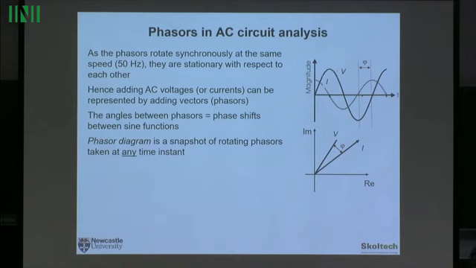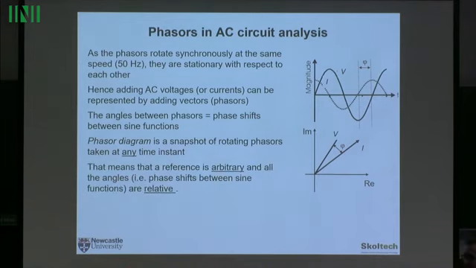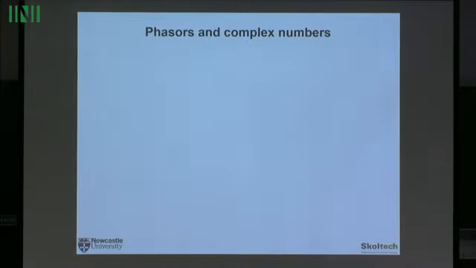And because it's a snapshot at any time instant, the reference is arbitrary. You can freeze them at any instant of time. So usually you choose one of those phasors to be your reference. It means its angle is 0, which on the diagrams is usually a horizontal line. It could be vertical or whatever. So all the angles are relative. So when you say that the voltage angle is 30 degrees, it means nothing. You have to say 30 degrees with respect to something else, because you always have to specify a reference.